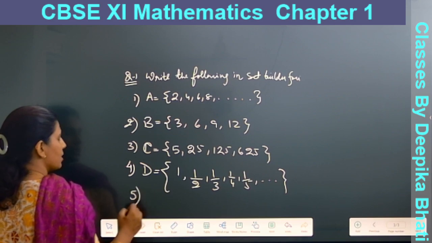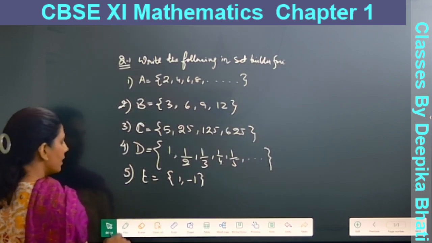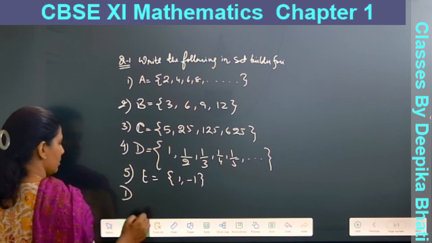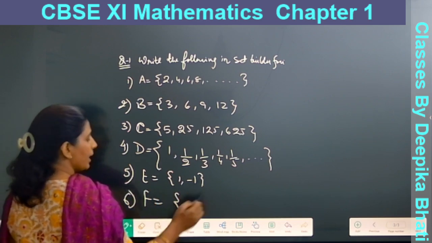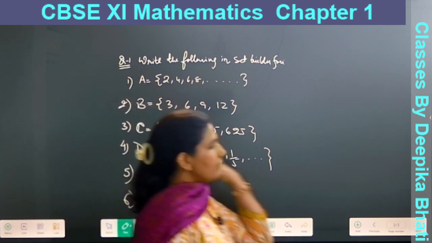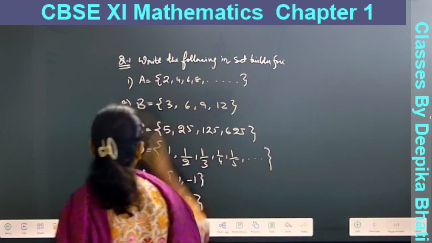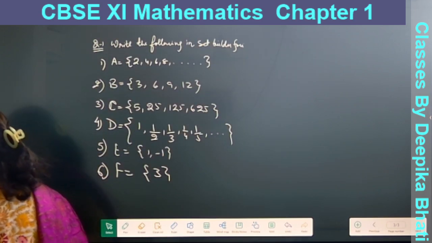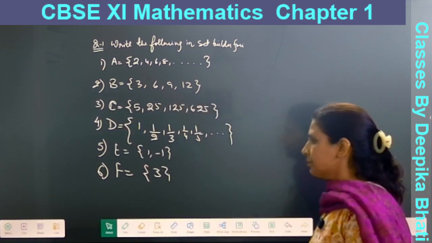Fifth one is E: 1 comma minus 1. Then the sixth set has only 3. So let's start how we write these. I'm giving you a minute, just try to write the set builder form for all these 6 sets. Try to write yourself, and then after a minute we will discuss the answers.